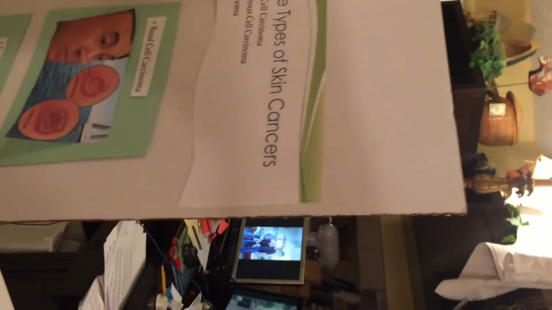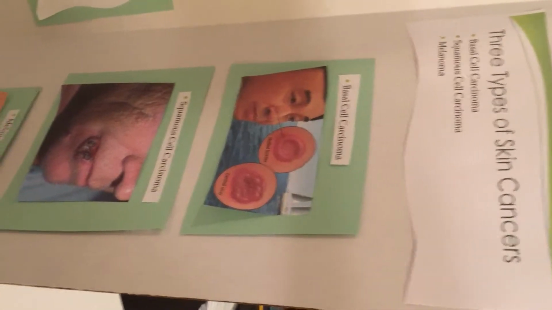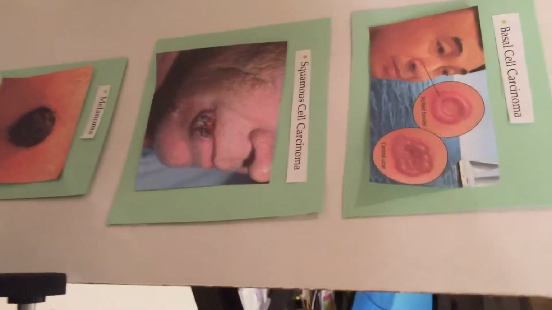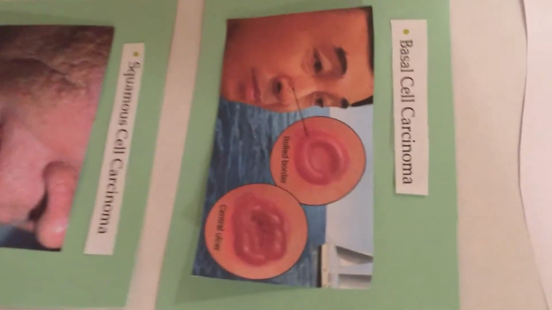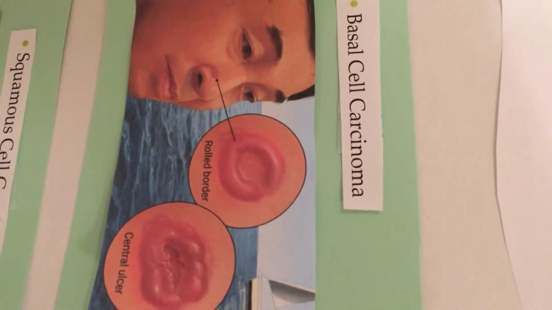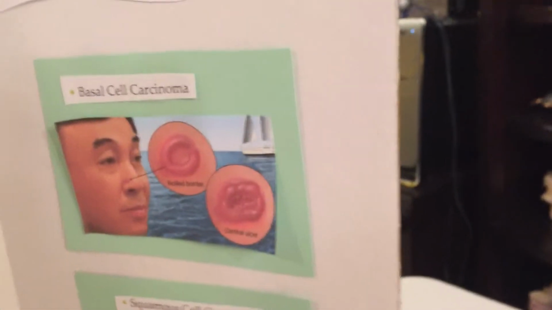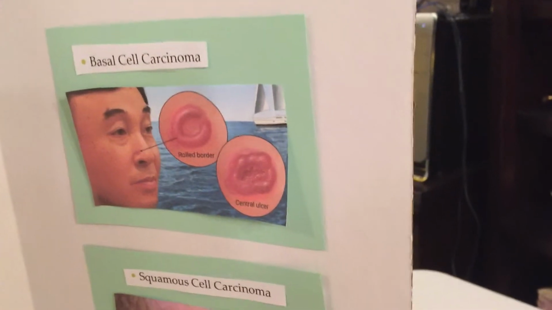Then lastly, we are going to talk about the 3 types of skin cancers. There's basal cell carcinoma, squamous cell carcinoma, and melanoma. The basal cell carcinoma is what most people could have, and it accounts for 80% of skin cancer cases. 99% of these cases can be taken care of by surgically removing the area.